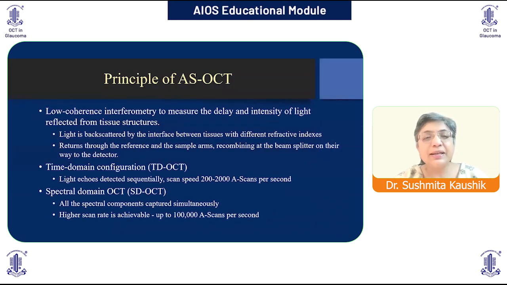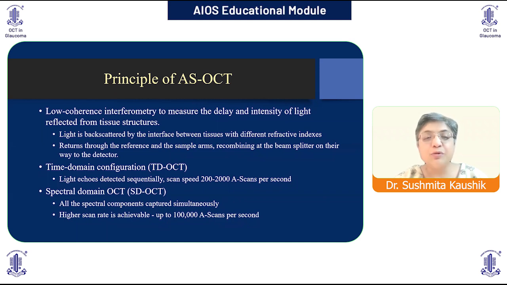The principle is low coherence interferometry, to measure the delay and intensity of light reflected from tissue structures, much like ultrasound, except that it uses light instead of sound. The light is backscattered by the interface between tissues with different refractive indices, and it returns through the reference and sample arms, recombines at the beam splitter on its way to the detector, and that's how we see it.